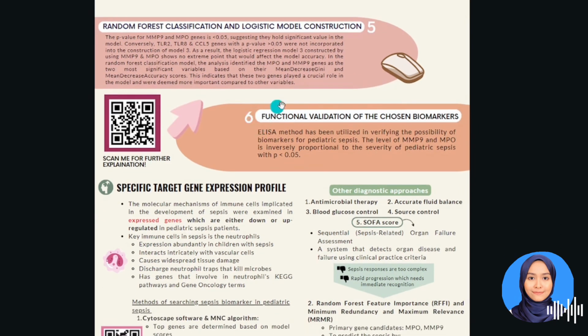Lastly, for functional validation of the chosen biomarkers, the ELISA method has been utilized in verifying the possibility of biomarkers for pediatric sepsis. The level of MMP9 and MPO is inversely proportional with the severity of pediatric sepsis with p-value less than 0.05. That's it for the results part.